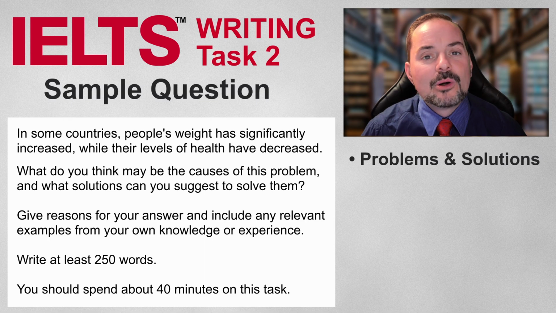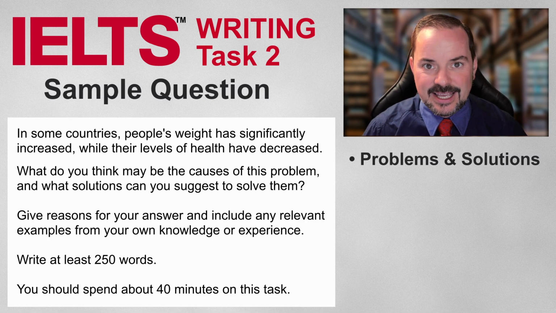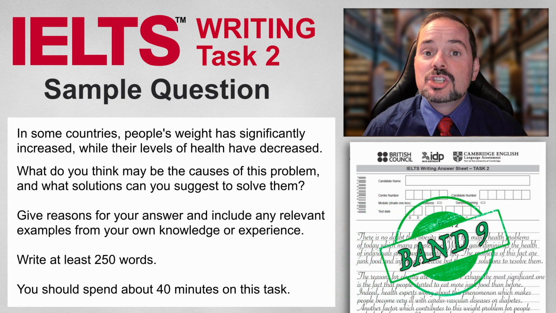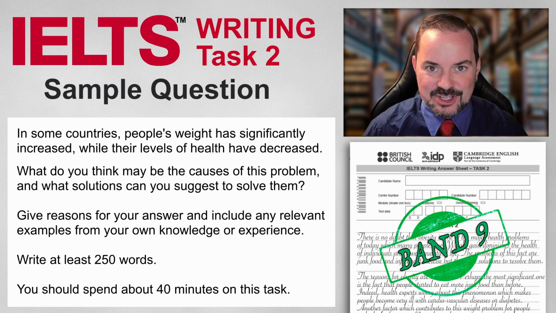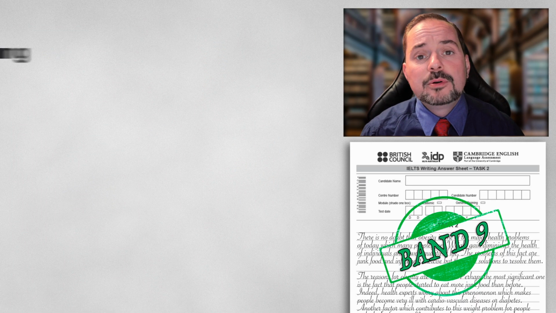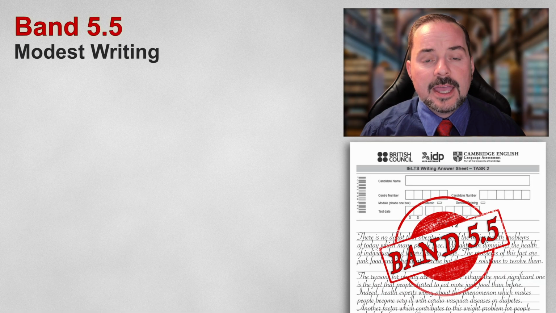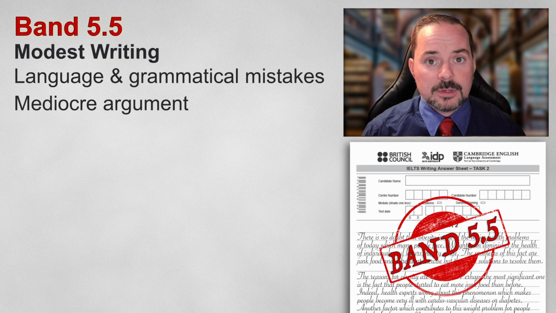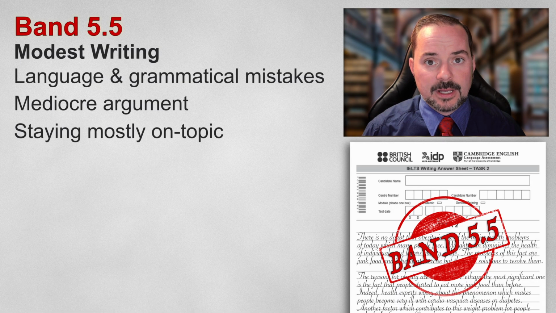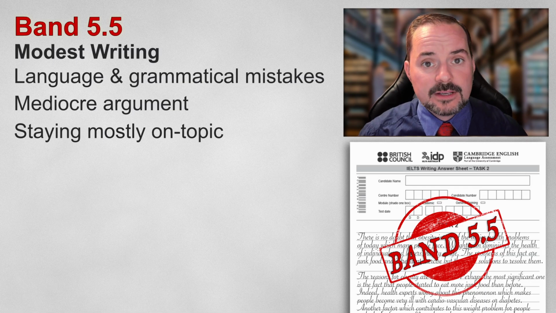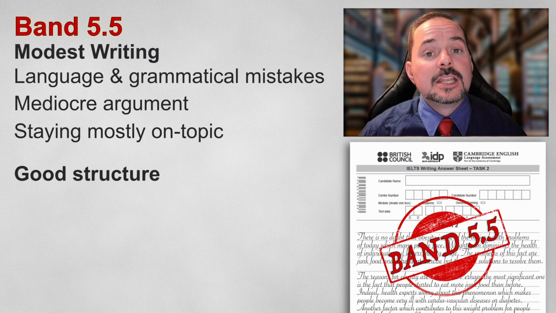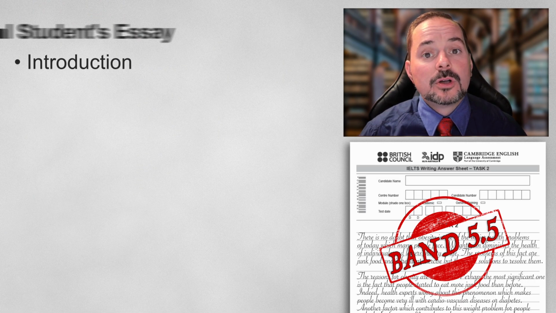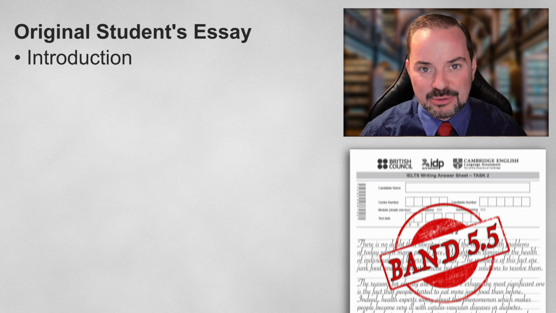This is a typical problems and solutions task 2 essay. And this sample 5.5 band essay corrected to a 9 will show you just how to answer this type of question. Let's begin. A 5.5 band is modest writing. It contains several language and grammatical mistakes and makes an okay argument, staying relatively on topic. This task 2 persuasive essay has good structure. It has an introduction, 2 body paragraphs, and a conclusion. So let's take a deeper look at the introduction and see how to improve it.